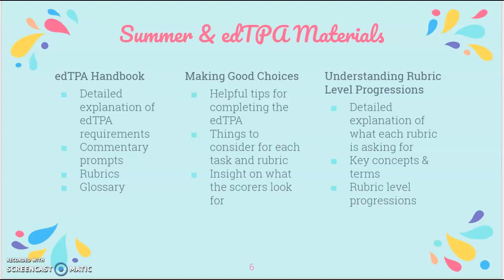And then lastly, the Understanding Rubric Level Progressions document has a detailed explanation of what each rubric is asking for. It has key concepts and terms, and finally a rubric level progression starting from what constitutes an automatic 1, what a score below 3 looks like, what a level 3 performance looks like, and then how we can go above and beyond to 3s, 4s, and 5s for each rubric.